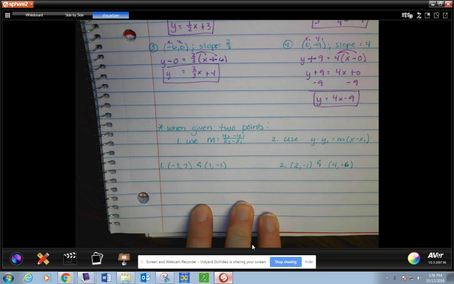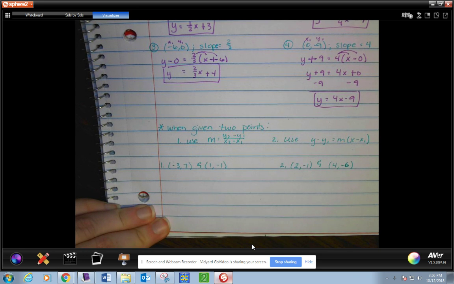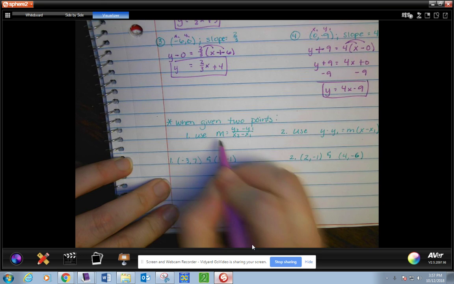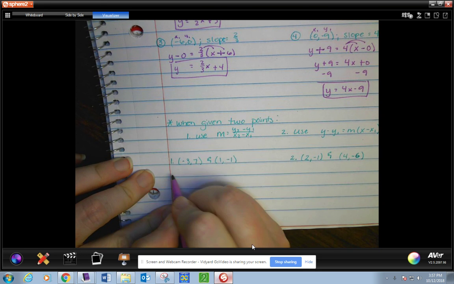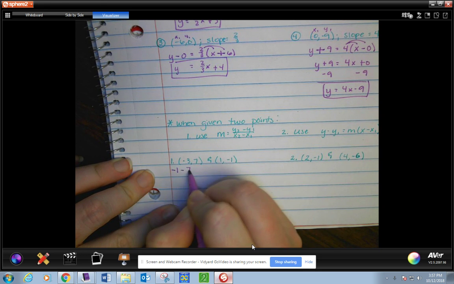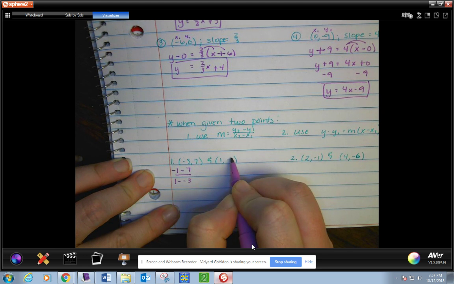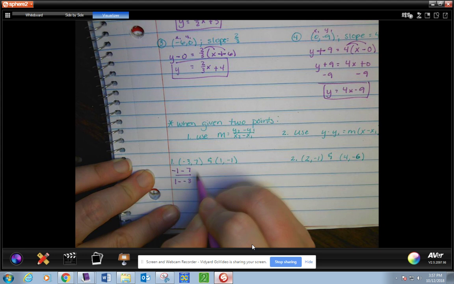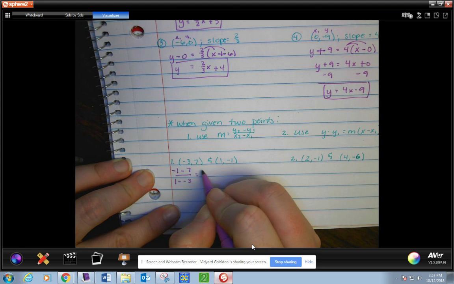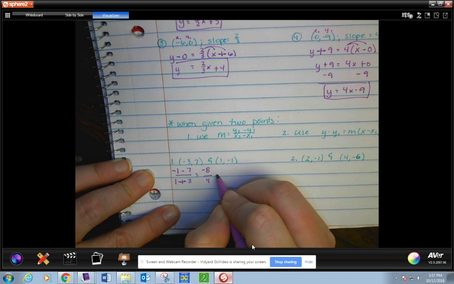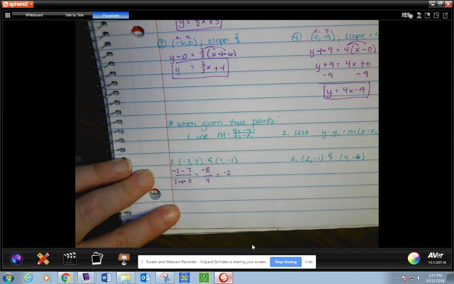So first thing you're going to do now, they gave me 2 points. They didn't give me m, so you have to find m first. So I'm going to do my formula, -1 minus 7 over 1 minus -3. So y2 minus y1 over x2 minus x1. -1 minus 7 is -8. And -1 minus -3, that's a double negative, so I change it and that becomes a 4. That will simplify down to -2.